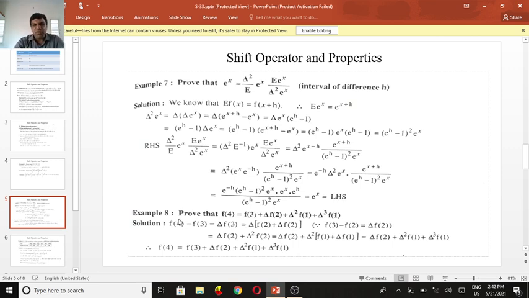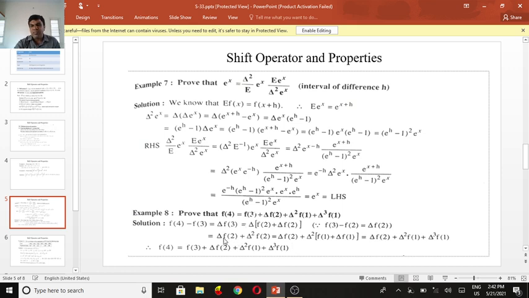Similarly, in the same form, if we apply constants, what is f(c), what is f(4), what is f(3), like that, to prove that f(4) is f(3) plus Δ f(2) plus Δ² f(1) plus Δ³ f(1). See, f(4) we can write as Δ f(3) plus f(3), that is f(4) − f(3). So Δ f(3) we can write as Δ f(2) plus Δ f(2), because f(3) − f(2) is Δ f(2).